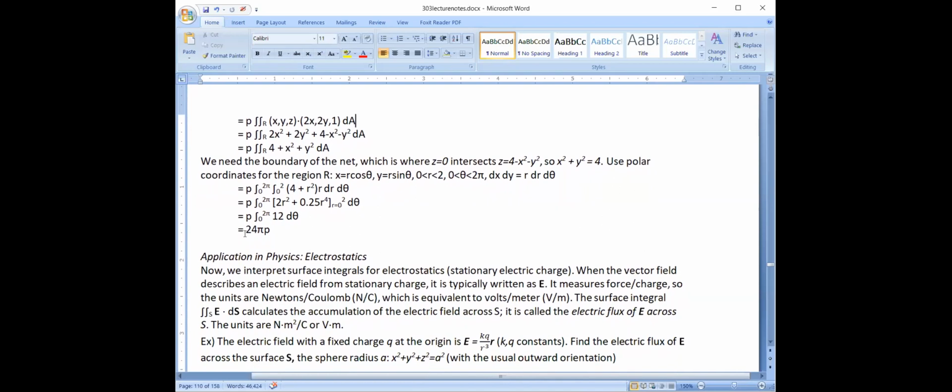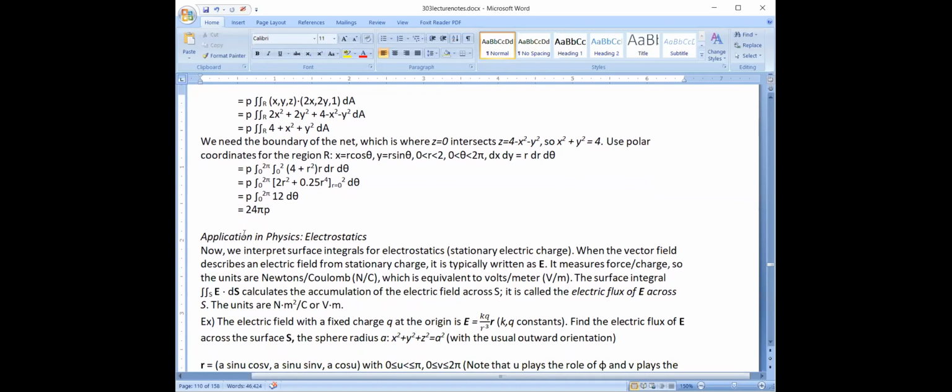Okay, so let's talk about an electric field that's got a fixed charge Q at the origin. The electric field for that, given by Coulomb's law, is E equals kQ over the magnitude of r cubed times r, your position vector, where k and Q are constants. So let's find the electric flux of the electric field E across the surface S, which is, in this case, the sphere of radius a, x squared plus y squared plus z squared equals a squared. And we'll take the usual outward orientation.